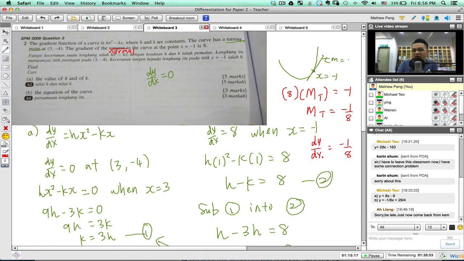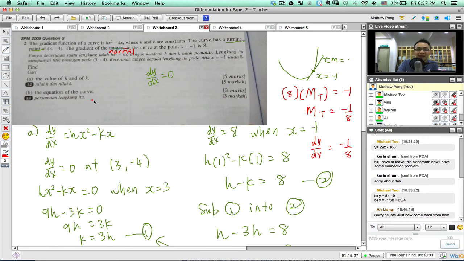Then only you solve it. Then you got a different answer. This is what happens if the examiner tries to trap you and changes this one to normal. A lot of students might straight away put dy/dx at x equals 8, but it is not equal to 8 when it is normal. Please understand, this one is very, very, very important.